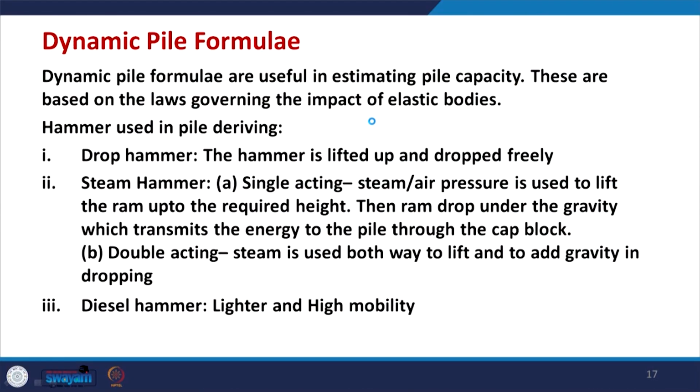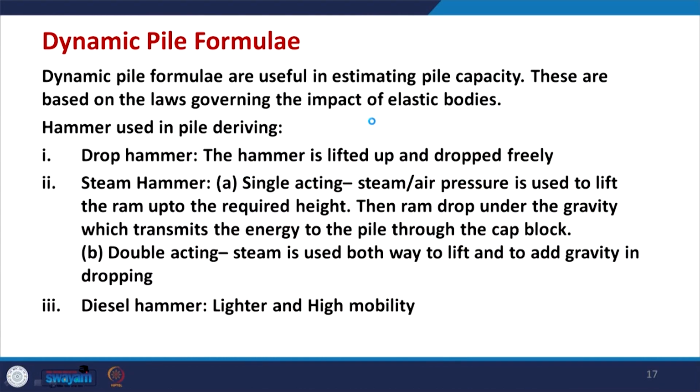Now we come to what are called dynamic pile formulae. Dynamic pile formulae are useful in estimating pile capacity, and these are based on the laws governing the impact of elastic bodies. In dynamic pile formulae, what is done? A hammer is dropped on the top of the pile to find its capacity, and there are 3 types of hammers normally used for this: drop hammer, steam hammer and diesel hammer.